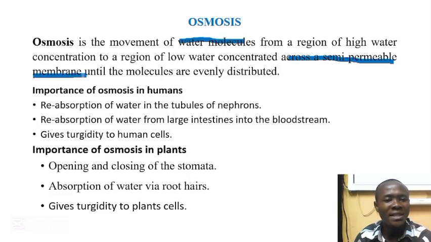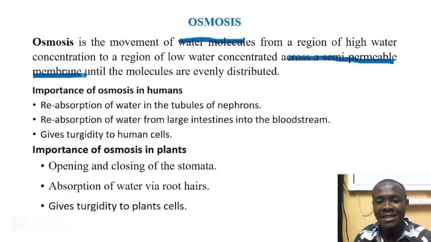So let's talk about the importance of osmosis in humans. How important is osmosis to us? Just imagine we are talking about movement of water molecules. So everywhere movement of water is occurring in the body, it's counted as an importance of osmosis to us. So first, let's talk about reabsorption of water in the tubules of the nephron. The nephrons are found in the kidney. They are the ones that filter the blood to form urine.